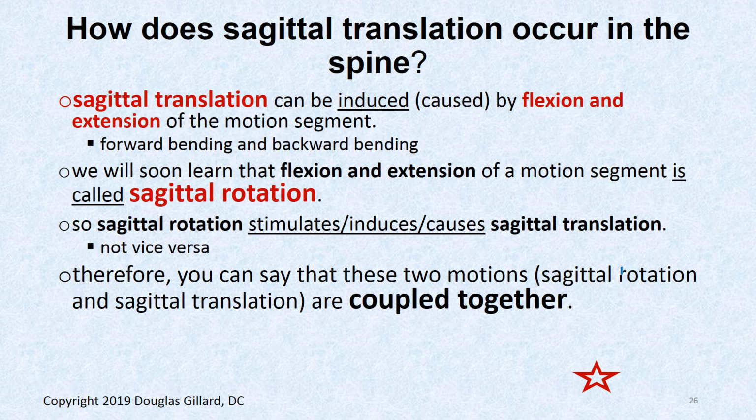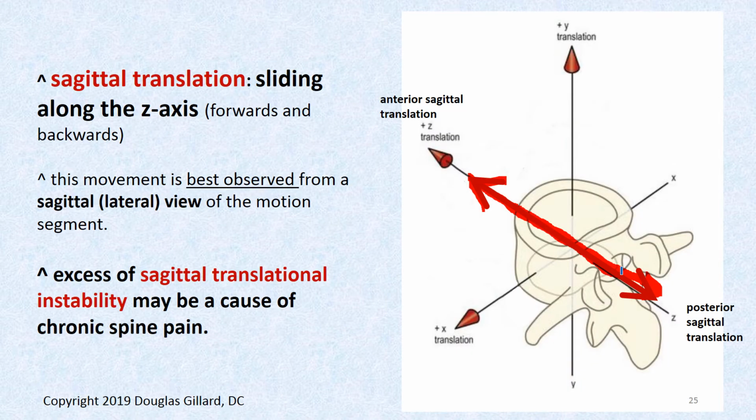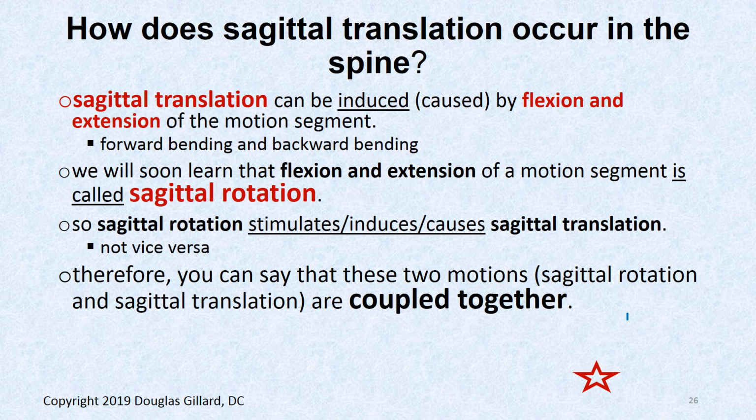How does sagittal plane or sagittal translation occur in the spine? One way you could push, right? I could take my finger and push forward on this bone. That would cause, or at least try to cause, an anterior sagittal translation. But aside from pushing, is there another way that you could impart a sagittal translational force? And the answer is yes.